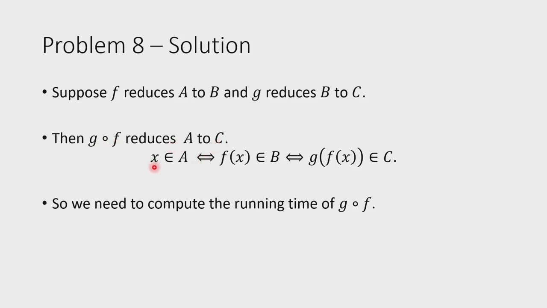Why? x is in A if and only if f of x is in B, because f reduces A to B. And similarly, f of x is in B if and only if g of f of x is in C. So this basically proves that g of f is a function that reduces A to C. Because of this reason, we only need to compute the running time of g of f. Is this clear? Yes. Okay, so now let's compute the running time of g of f.